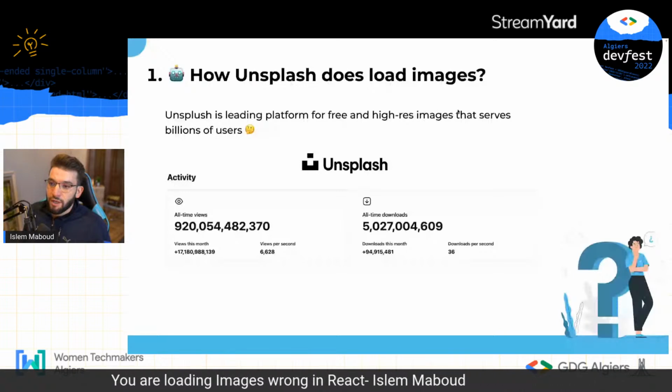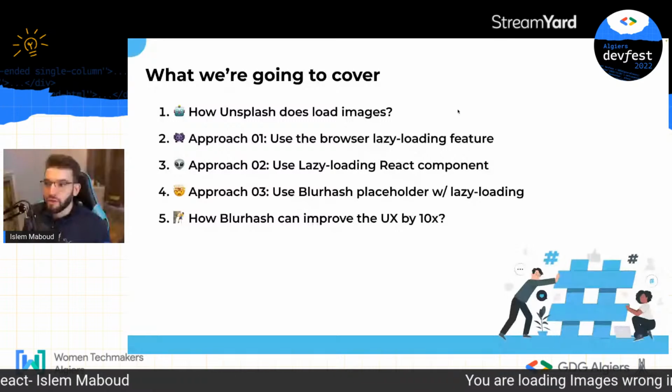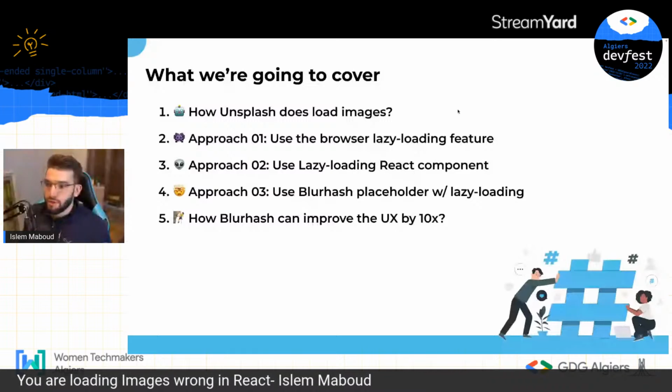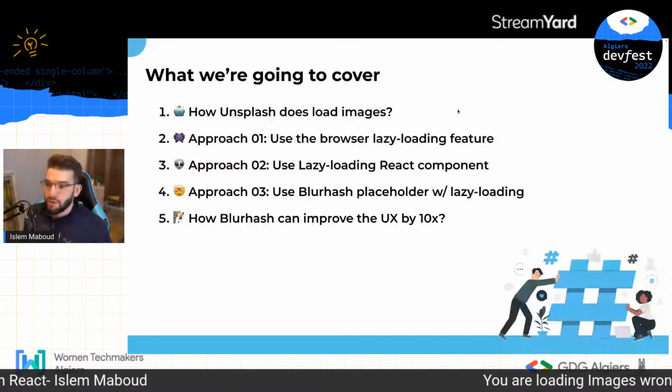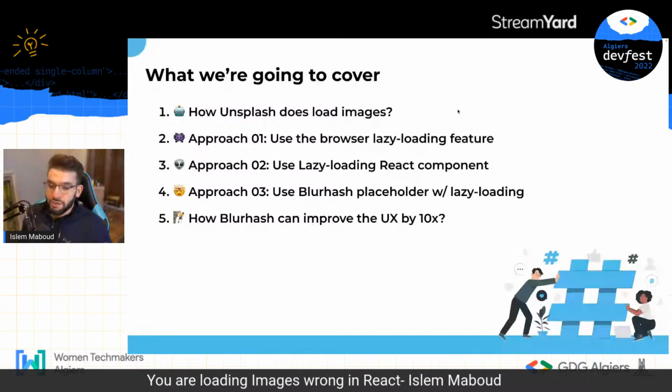So first, we're going to know how Unsplash loads images, and then those different approaches on how you use images in React. Approach one is going to be using the browser lazy loading features, which is the vanilla browser feature available on most browsers nowadays. The second approach is going to be lazy loading images with a custom React component.